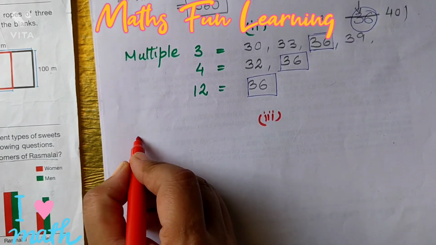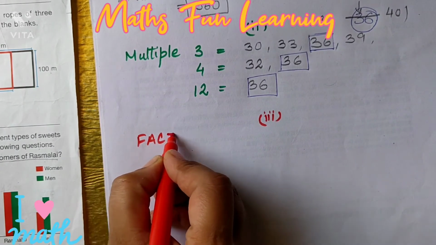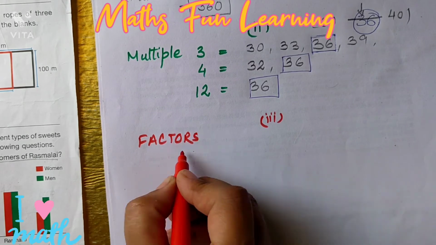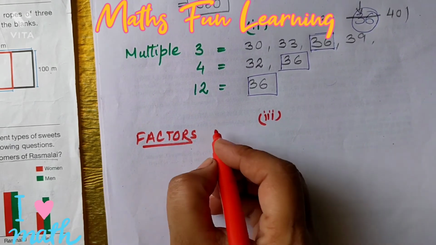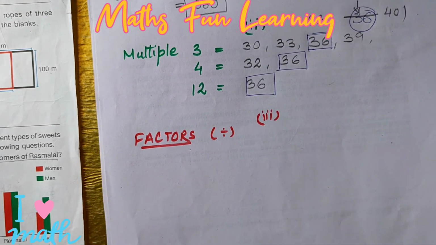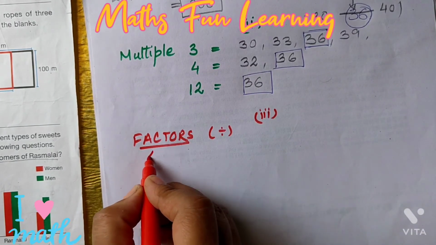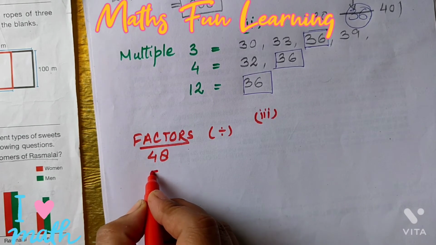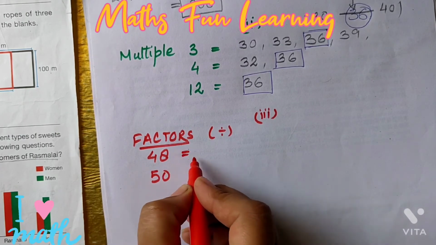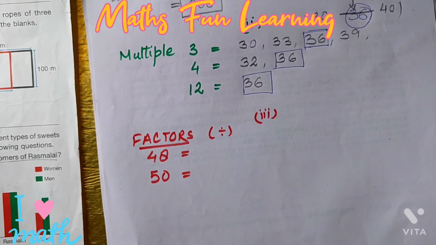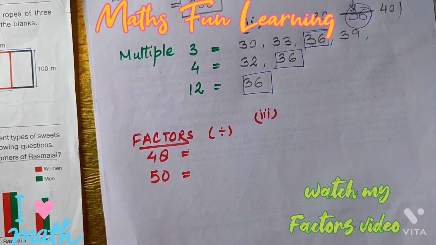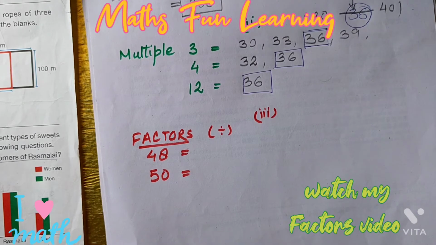Part 3, factors. Okay, kids, I told you, a very common language: factor means division. That means you have to find the numbers that can divide the other number. So, 48 and 50, is that a number? You have to find out the factors. In that, you have to check all the numbers which can divide this 48.